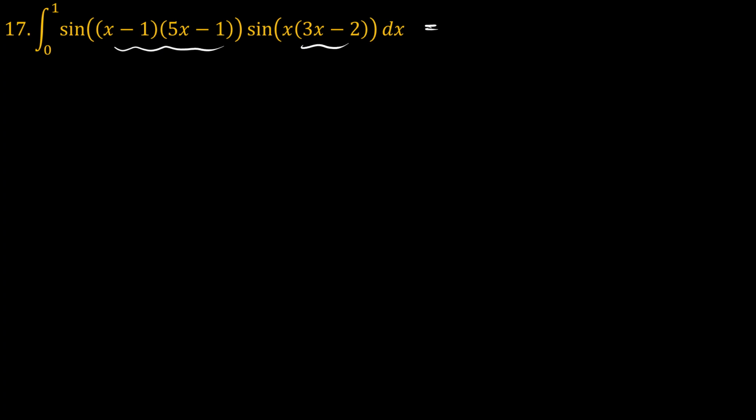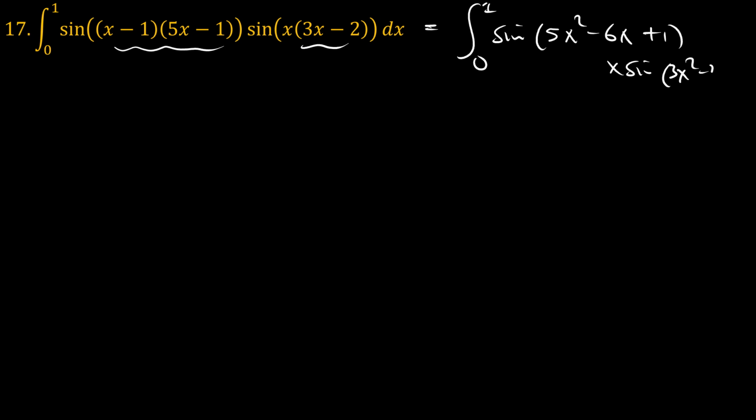So problem number 17, and this is a problem where I think there's a deviation from the answer that was provided. It says that the answer is 0, but we don't think that is the case, and we're going to show you why. So the first thing is, let's multiply this and get the quadratics in place. So we have 0 to 1 of sine of 5x squared minus 6x plus 1 times sine of 3x squared minus 2x.